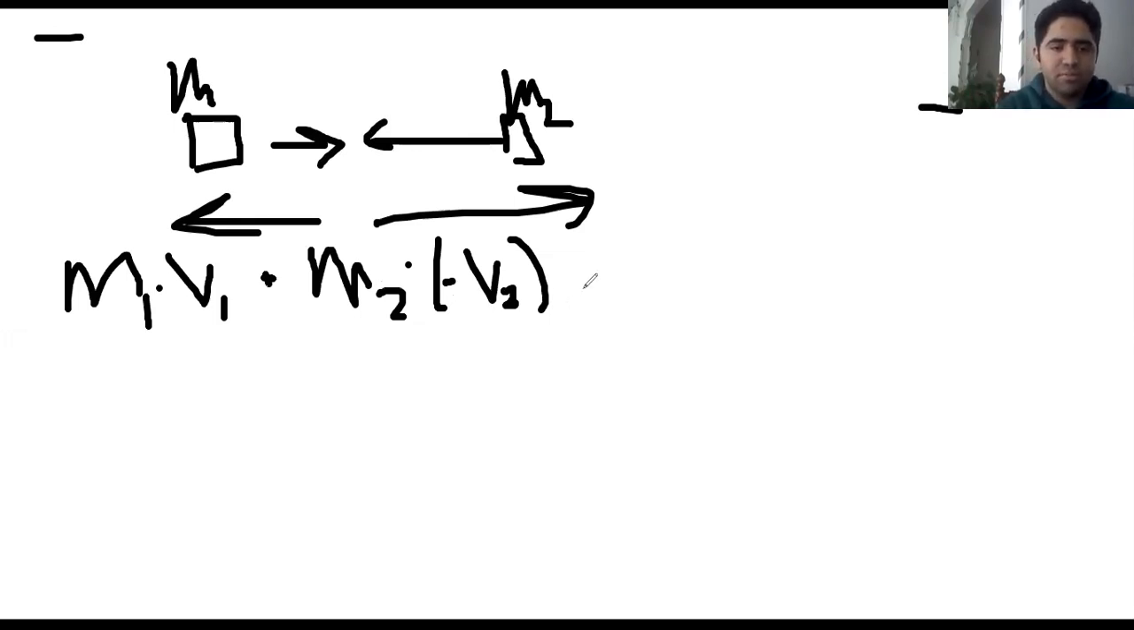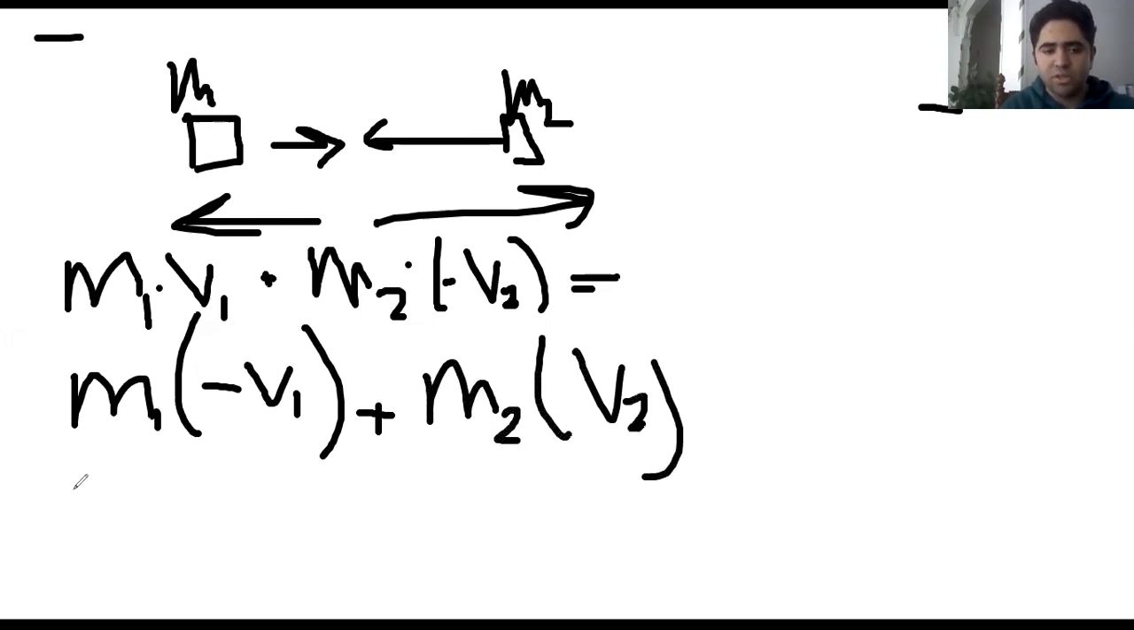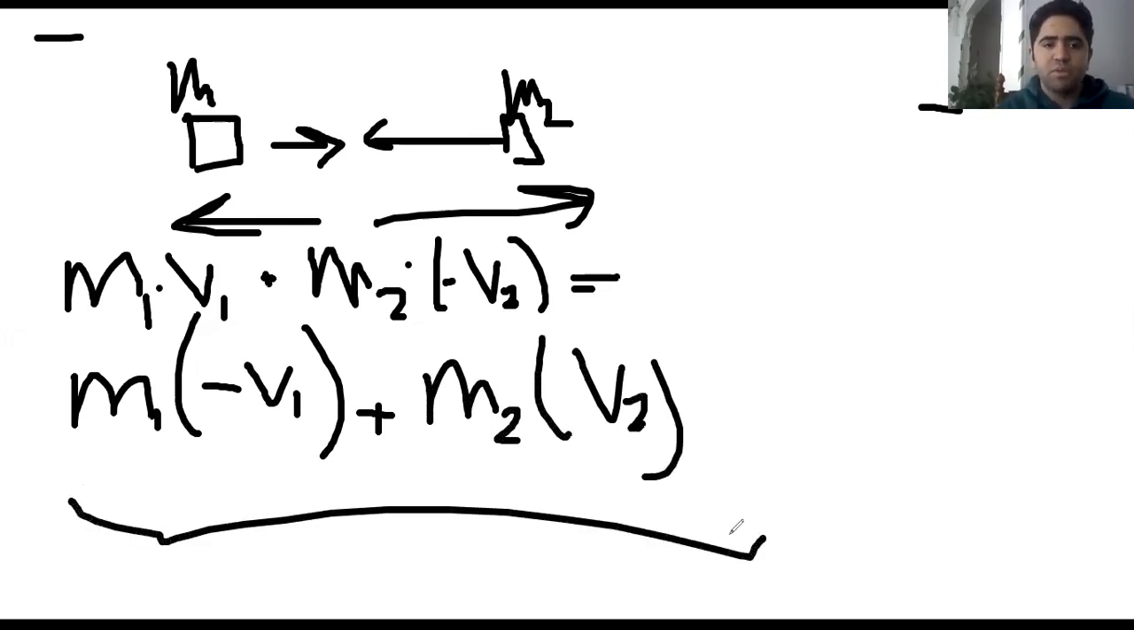And so that will equal, excuse me, I'm just going to undo that, it's wrong. Move on with the same order: M1 times negative V1, because the object is going backward, plus M2 times V2, because now the object is moving in the opposite direction. These were two situations that we understood of how we work with momentum.